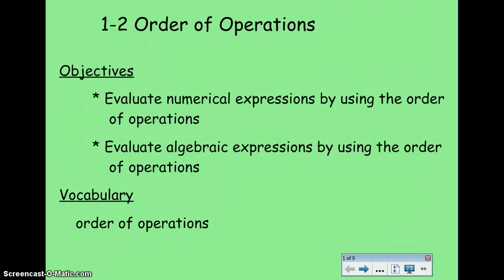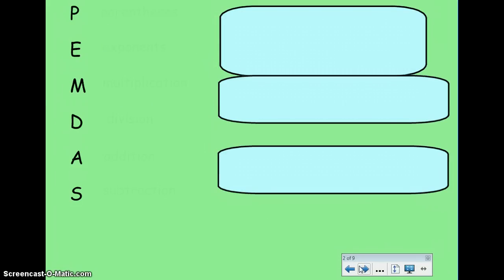The main difference between a numerical expression and an algebraic expression is that an algebraic expression will have variables. Again, focusing on the order of operations, we may remember PEMDAS, or please excuse my dear Aunt Sally. So as we look at PEMDAS, what does that acronym stand for? The P stands for parentheses.